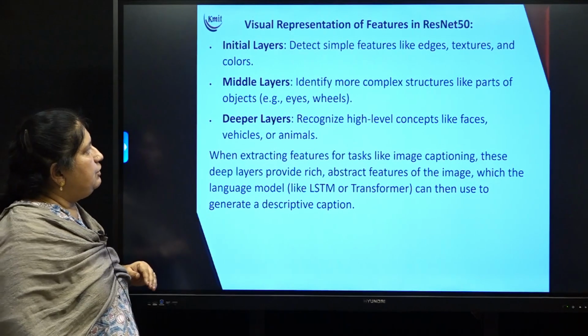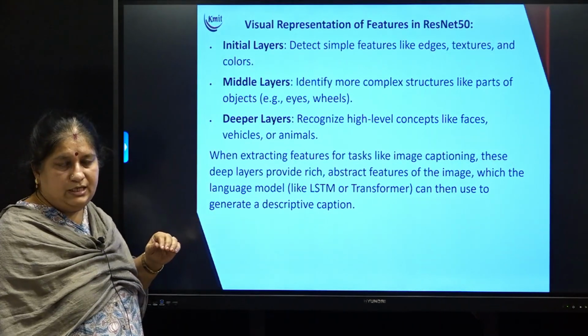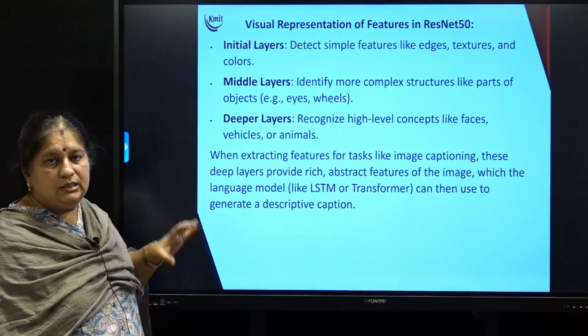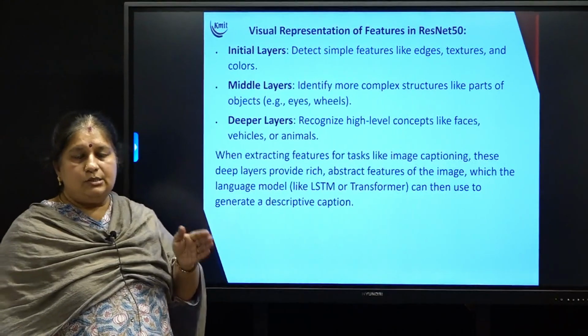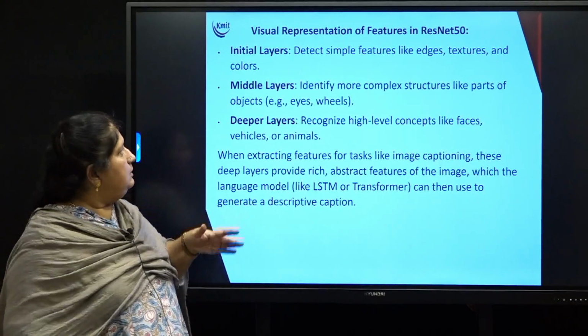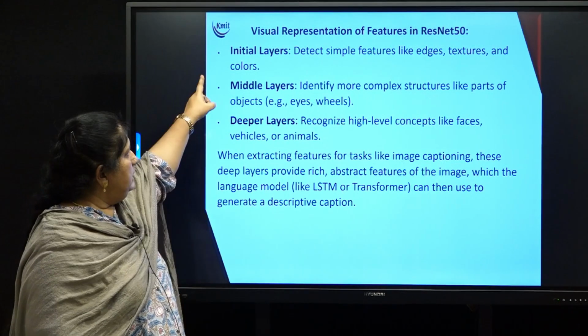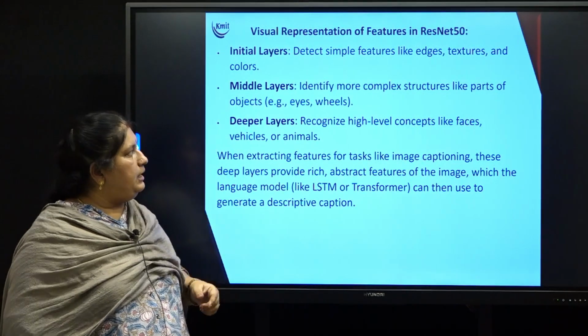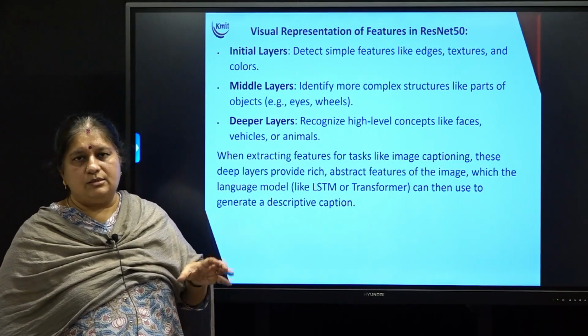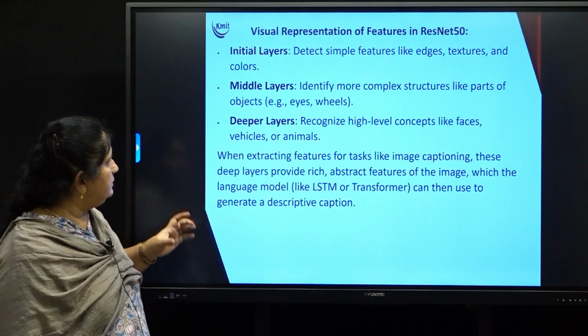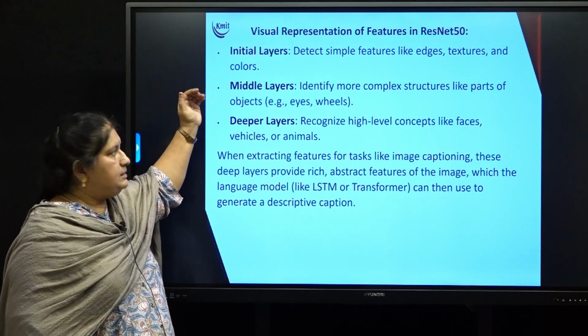Visual representation of features in ResNet50. As of now, because we are learning ResNet50, the process stops at extracting the features. So, what is the visual representation of features in ResNet50? Initial layers try to capture the edges of the objects, what kind of textures they are filled with, what colors they are filled with, etc.